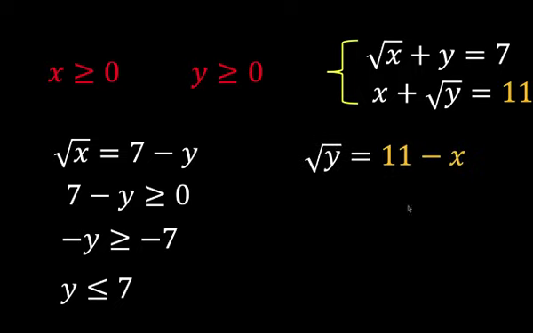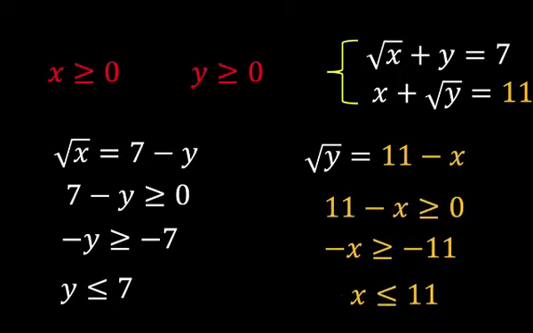Now, using the second equation, x plus square root of y equals 11, we can represent the square root of y to be equal to 11 minus x. Now, since y is greater than or equal to 0, it follows that 11 minus x must also be greater than or equal to 0. And solving for x, we have x less than or equal to 11.